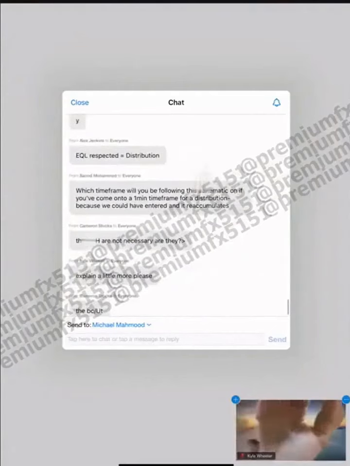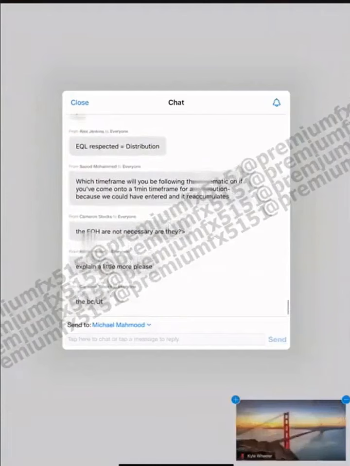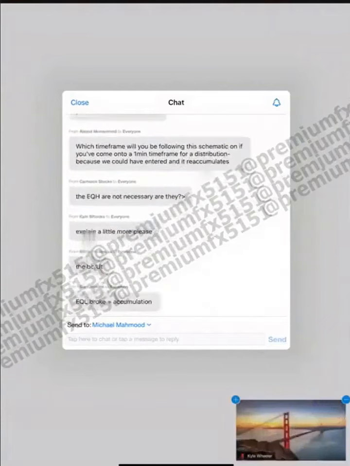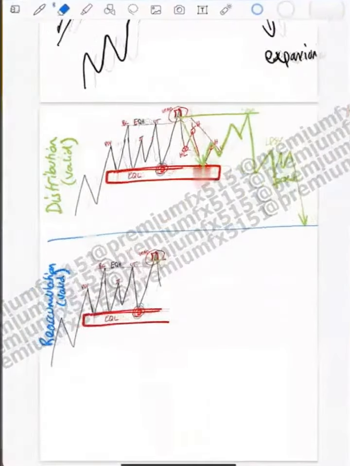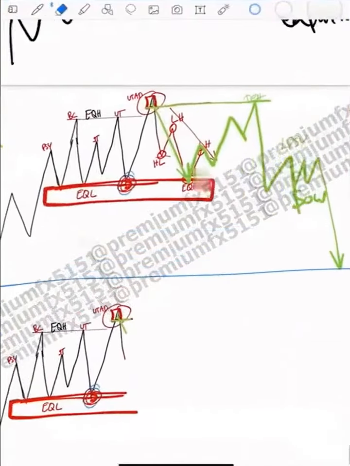Which time frame? Every single time frame. You're going to see this on the 1 hour. You're also going to see it on the 1 minute. Time frame is not an issue. The equal lows are necessary. Yes. Explain it. Equal lows broke equals accumulation. I'll explain. But you're kind of on the right lines. But yeah, the distribution stuff is everything we spoke about before.